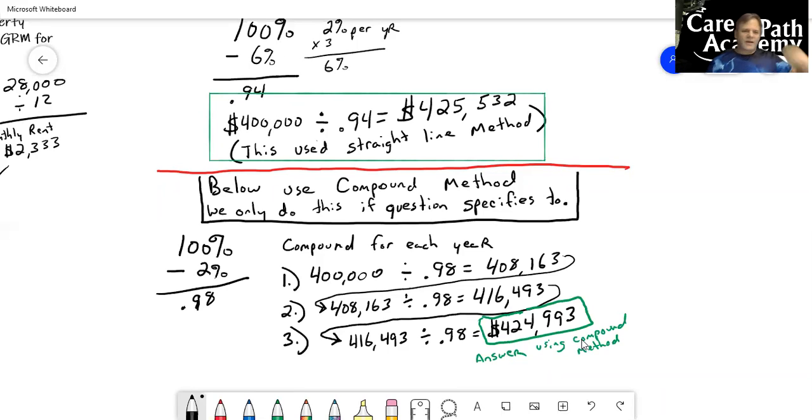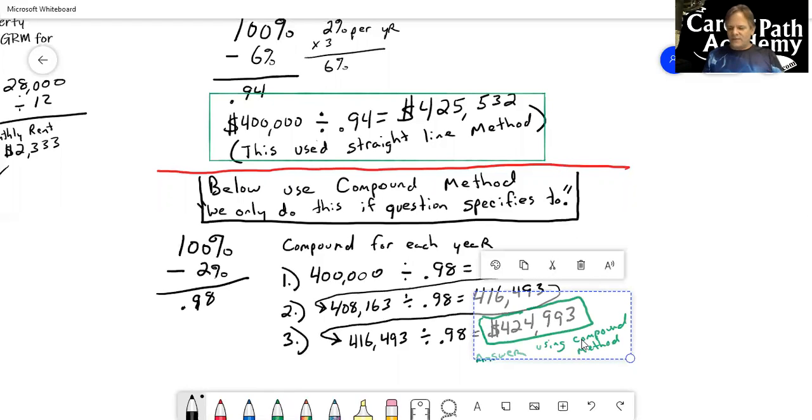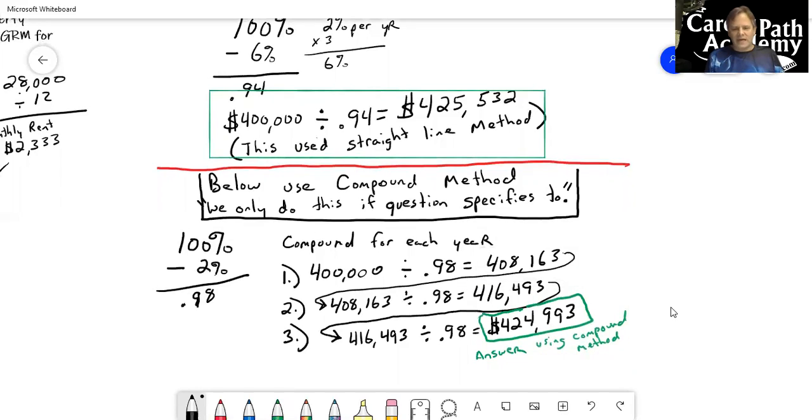All right, so below, use the compound method. We only do this if the question specifies us to. If it tells us to. If it doesn't tell us to use the compound method, or if it doesn't say anything at all, we're going to use the straight line method. We're only going to use this compound method if it asks us to.